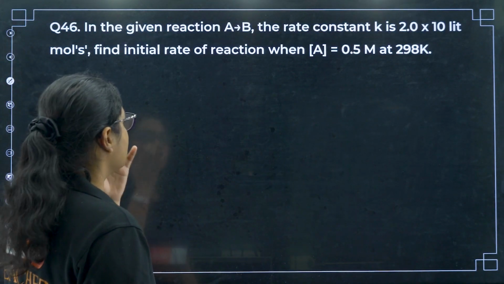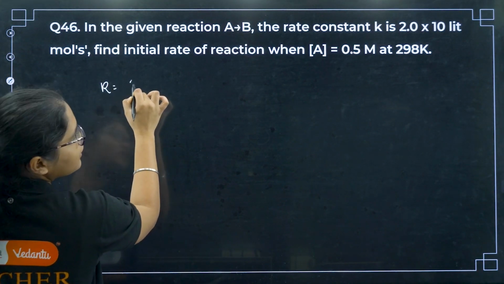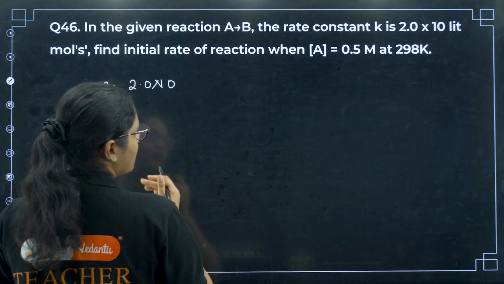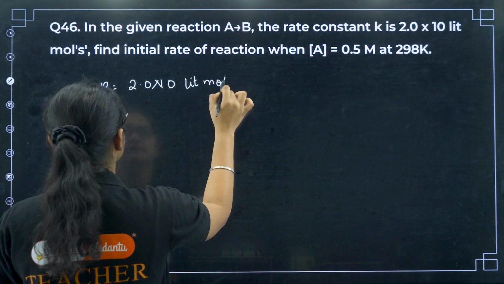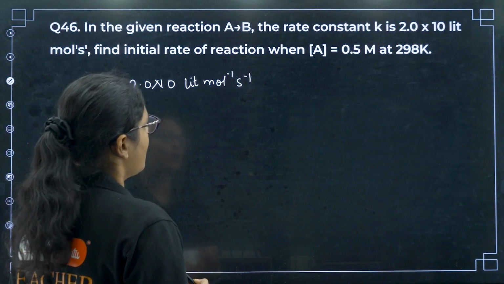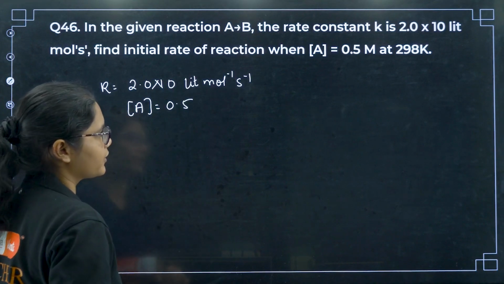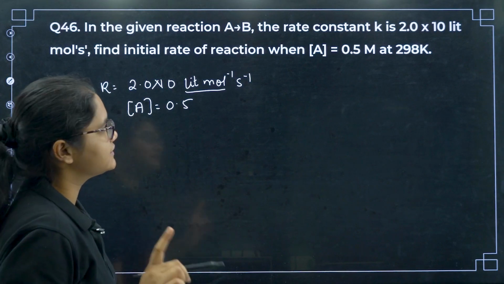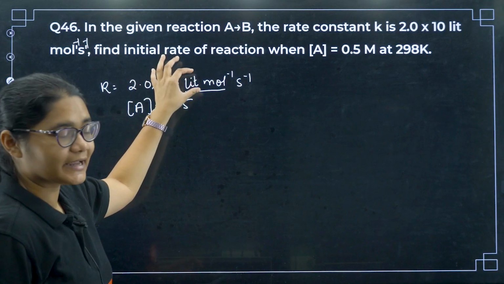Next, last question. In the given reaction A to B, the rate constant K is given to you as 2.0 into 10 to the power, I think some power will be there, liter mole inverse second inverse. Find the initial rate of the reaction when A is 0.5. If you see the unit here, liter mole inverse second inverse, this tells you that it is a second order reaction.